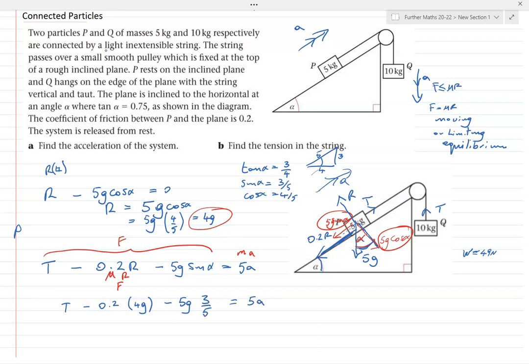Okay, so this is 1/5, so that's 4/5 minus, here this is 4/5 minus 15/5, so that's minus 19/5. So T minus 19/5 g equals 5a.